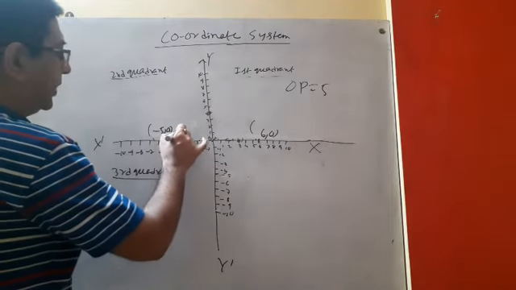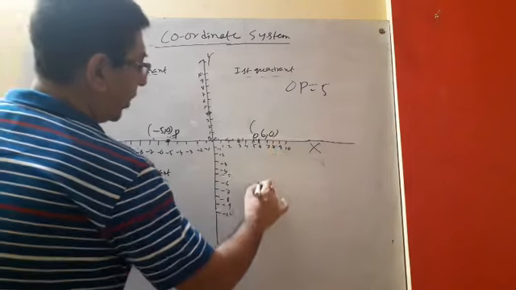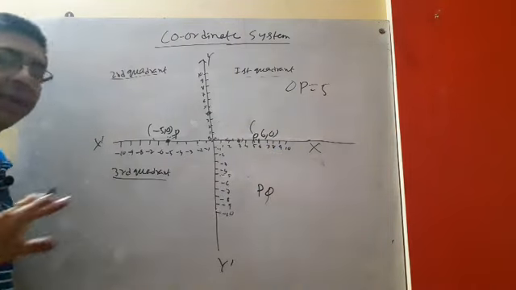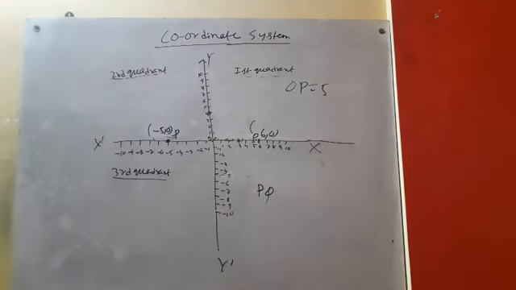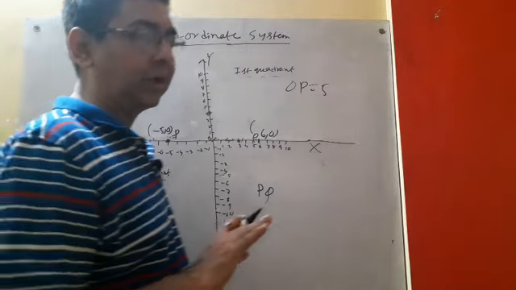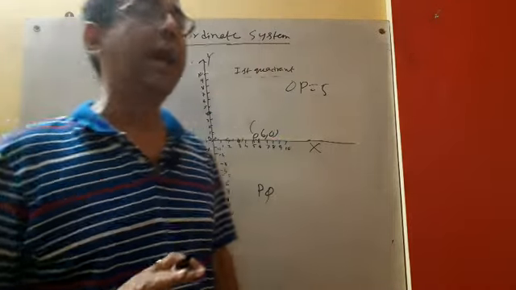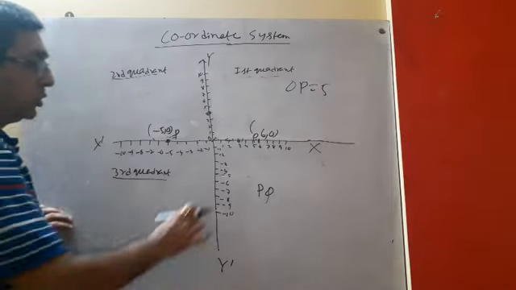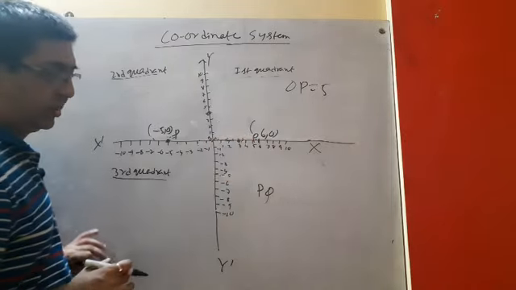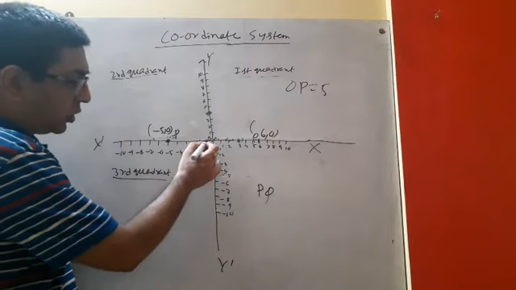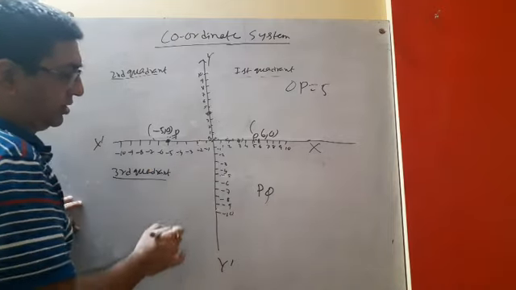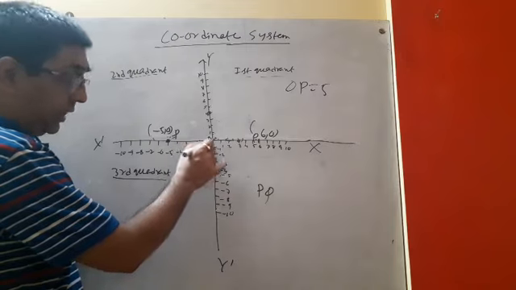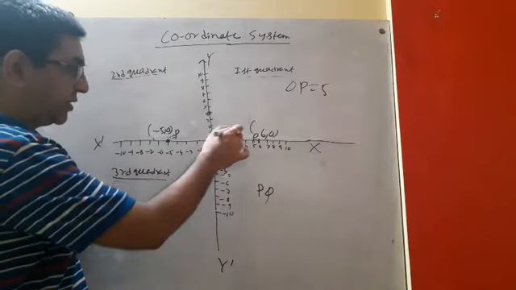Suppose this is P, this is Q. What is PQ? Look here, no rectangle, no triangle is formed. So we cannot use the Pythagoras theorem or find the hypotenuse. Then how will I find the distance between P and Q? Look, this is 6 units and this is 5 units, because this is 6 units from the origin, and this is on the right side, that is plus 6, and this is minus.